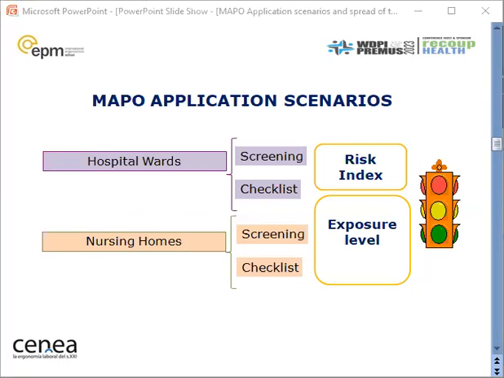MAPO can be used to analyze patient handling tasks in hospitals as well as nursing homes. This allows for a first level of analysis, which would be the risk estimation, and a second and deeper level of analysis, which will be the risk assessment. At both levels of analysis, it's possible to determine the risk index and the worker's exposure level.